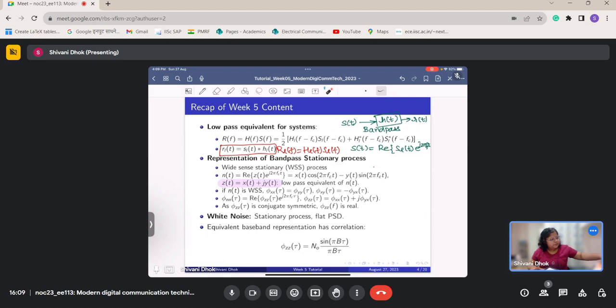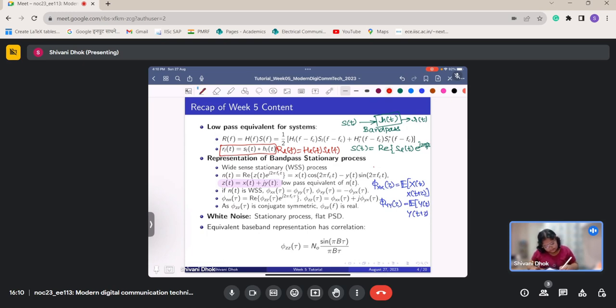Now, if this n(t) is WSS, that is, it is wide sense stationary, then phi_xx(tau) is equal to phi_yy(tau). What do you mean by phi_xx(tau)? This phi_xx(tau) is simply the expectation of x(t) into x(t plus tau), and this phi_yy(tau) is simply the expectation of y(t) into y(t plus tau). So these two things are the same.